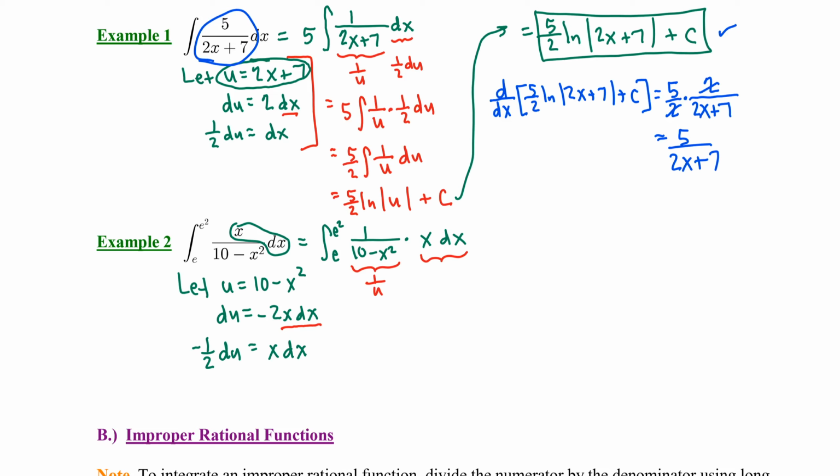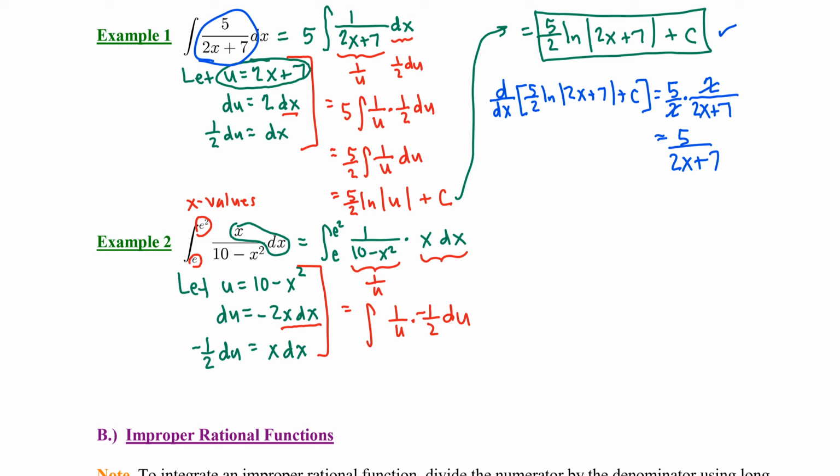Then we can rewrite our integral in terms of u. We will obtain the integral of 1 over u times negative 1/2 du. Now here's an important thing to observe. We've gone from the variable x to the variable u. The original limits of integration were x values. I cannot use those same limits of integration for an integral in terms of u.